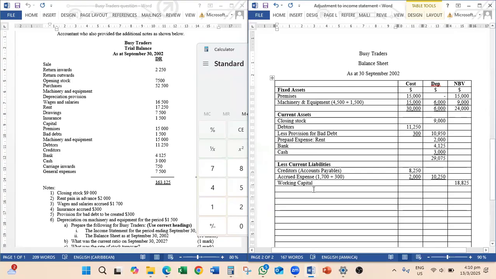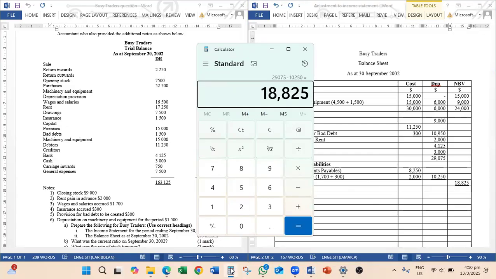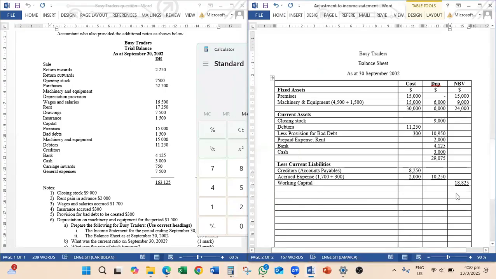Good. Now, we are going to add this figure to our fixed assets to get the total net fixed assets, right? So 18,825 plus 24,000 would be equal to 42,825. That is our first double line figure.